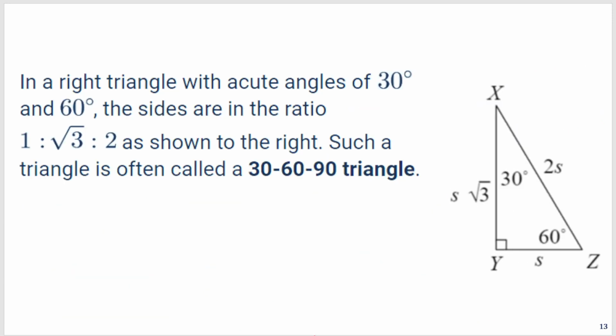Okay, let's make a summary. In a right triangle with acute angles of 30 degrees and 60 degrees, the sides are in the ratio of 1 to square root 3 to 2, as shown to the right. Such a triangle is often called a 30, 60, 90 triangle. So far we have learned two special right triangles. One of them is 45, 45, 90. The other one is 30, 60, 90. If you know the two special ratios, you should quickly find the relationship between the three sides, right? Did you get it?